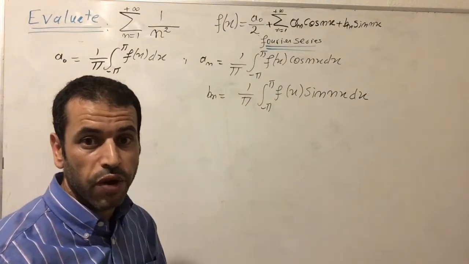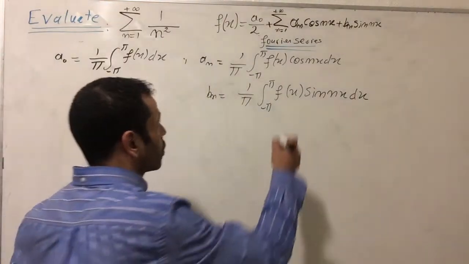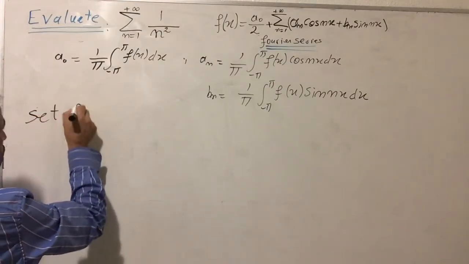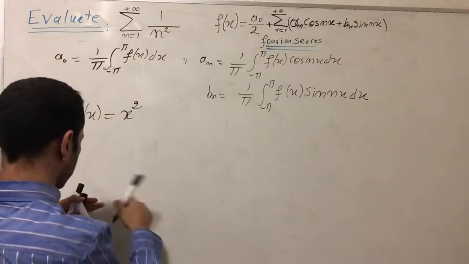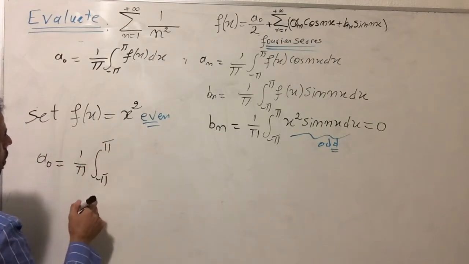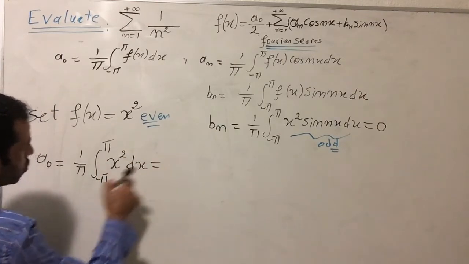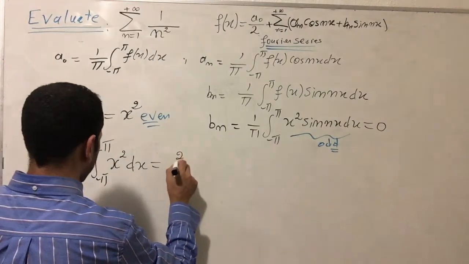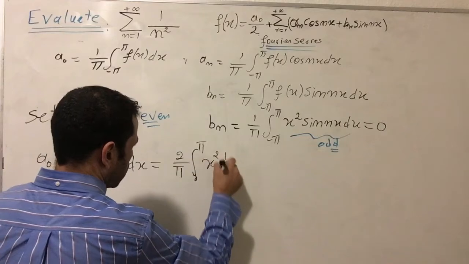I'm going to choose the function where I can find more simplifications in this formula. Let's choose an even function. Let's set f of x equal to x squared. This is an even function. a naught equals 1 over pi times the integral from minus pi to pi of x squared dx. As you know, this is an even function, symmetric about the vertical axis, so I will have 2 times the integral from 0 to pi of x squared dx.